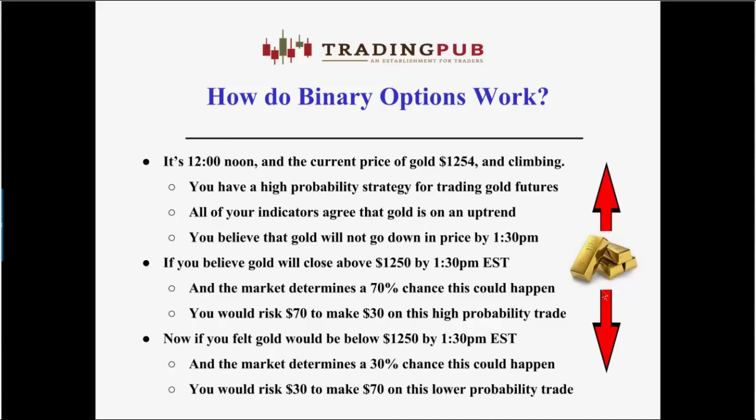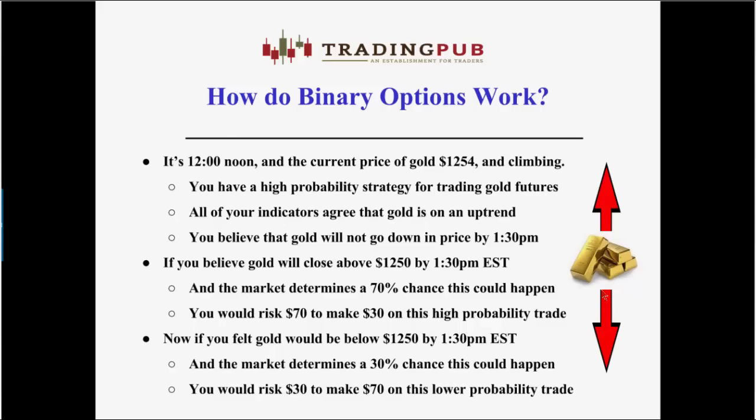If you believe that gold is going to close above $1,250 and the market's currently at $1,254 and it's 12 o'clock noon, the market's probably going to agree with that proposition and determine that there's a 70% chance that that's going to happen. And if that happens, under this example, you'd be risking $70 to make $30 on a high probability trade.